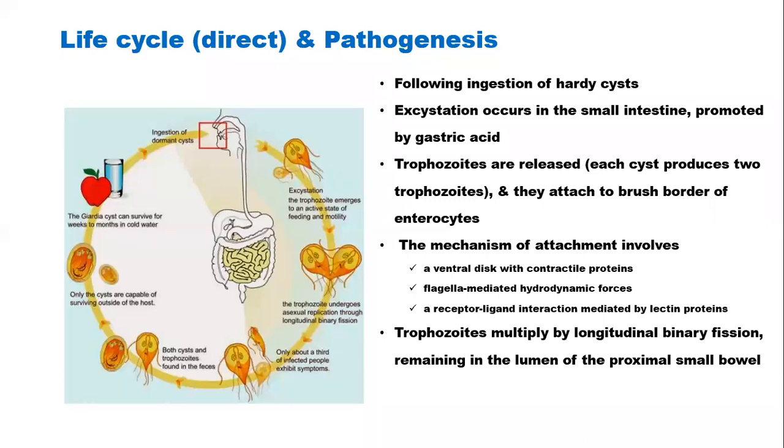So once attached, the trophozoites will start to metabolize and then they multiply by longitudinal binary fission. They remain in the lumen of the proximal bowel. This is very important to note. The organism is non-invasive. As a result, they don't cause dysentery.